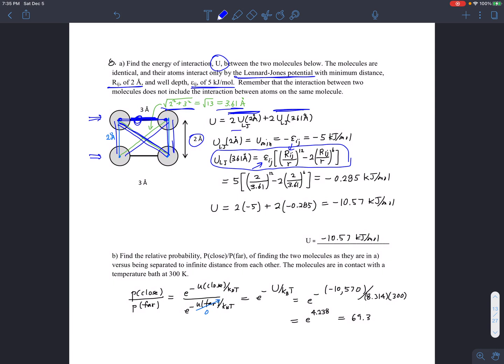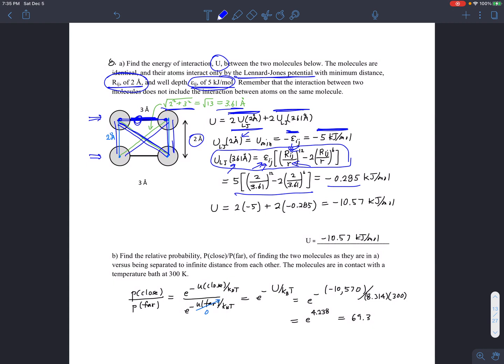So we calculate, first of all, this first term. That's the energy at 2 angstroms. But 2 angstroms, remember, is the minimum depth. That's the position of the minimum, which has a value of minus 5 kilojoules per mole, right? We're at the minimum, so this minimum energy parameter applies. The other one is at a farther distance, so we have to plug into the formula. R is now 3.61. Rij here is 2, and that's 5. And so plugging the numbers in, we get minus 0.285 kilojoules per mole.